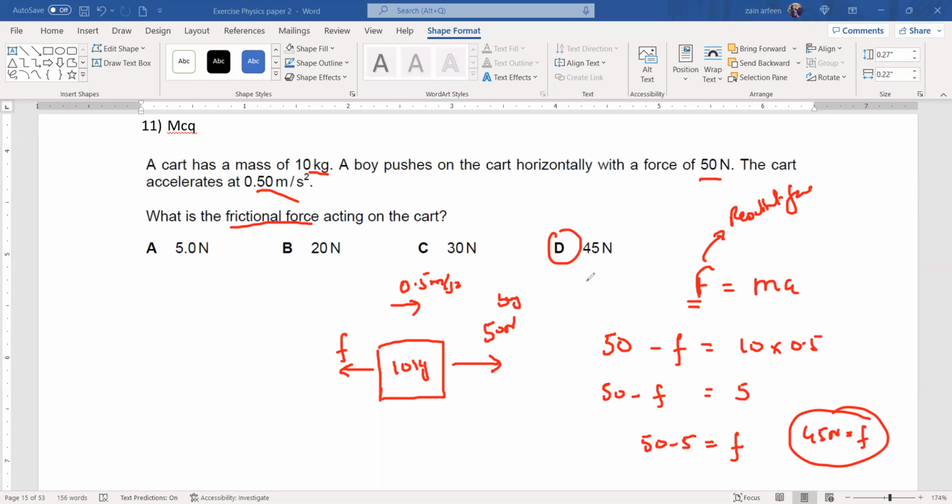Because the two forces were in opposite directions, when I'm getting a resultant here, I get the resultant by subtraction. So I wrote 50 minus friction. If the two forces were in the same direction, I would write 50 plus F. But friction cannot be in the same direction here, as it is opposing the motion. That's why it is in the opposite direction.